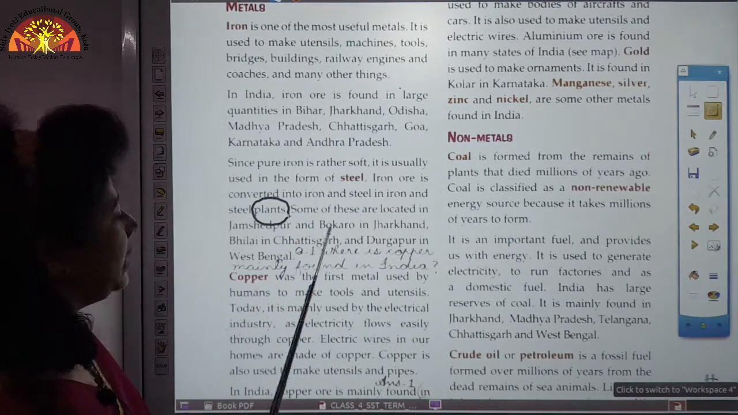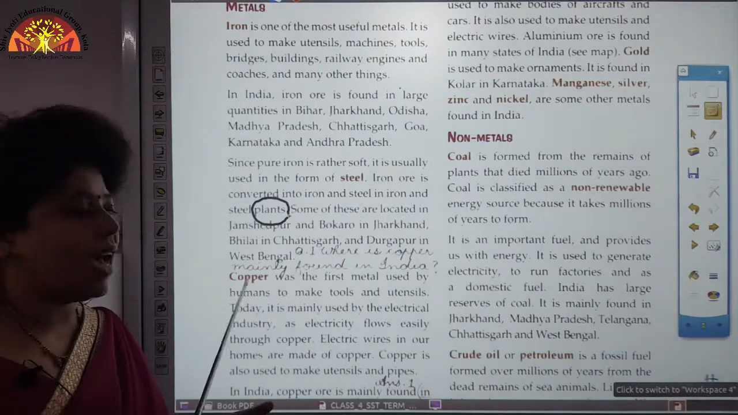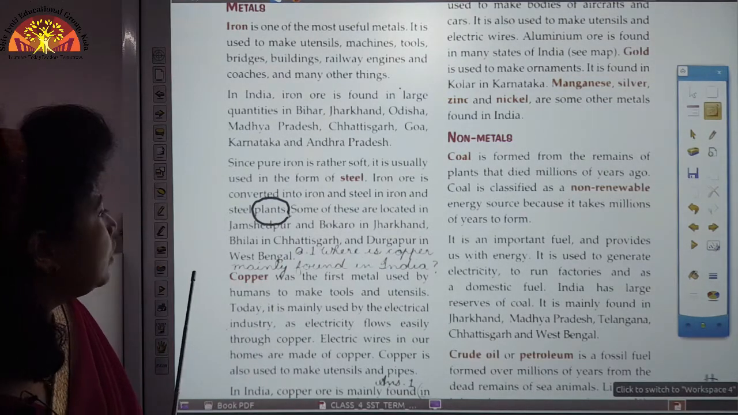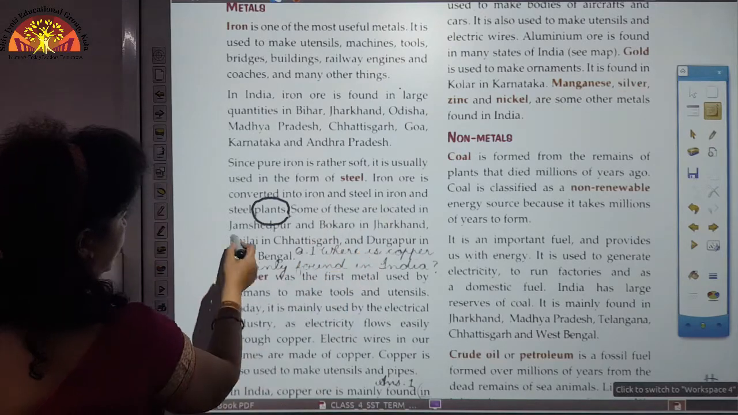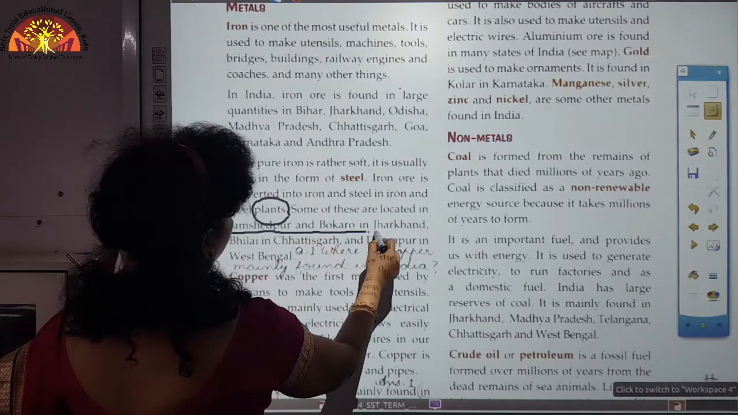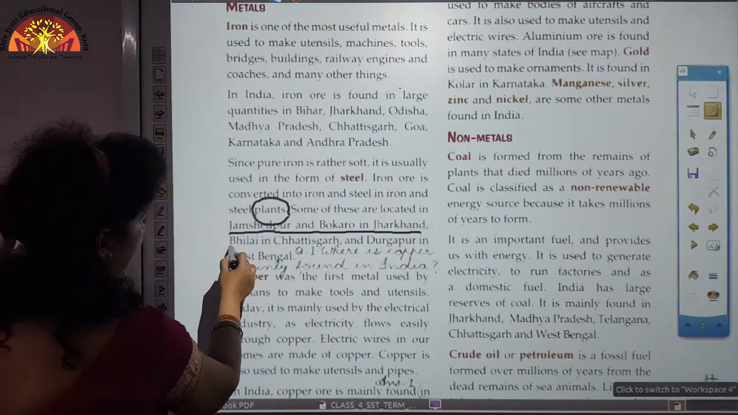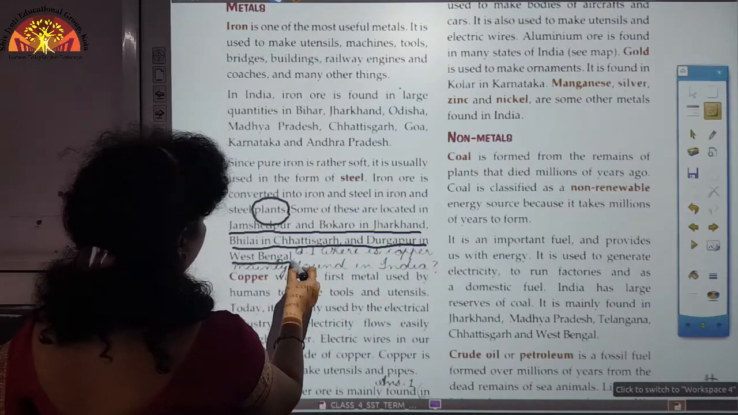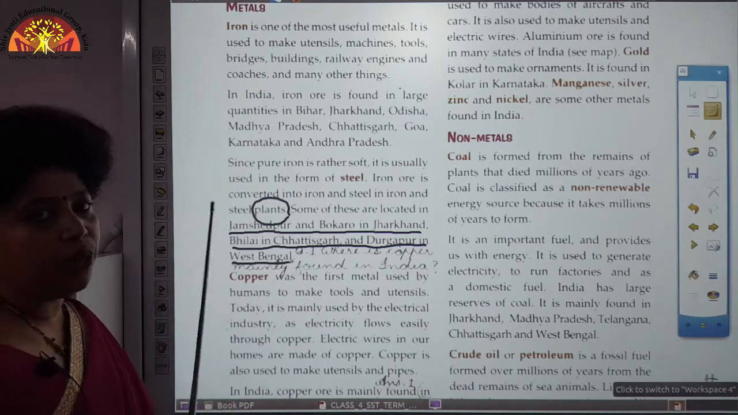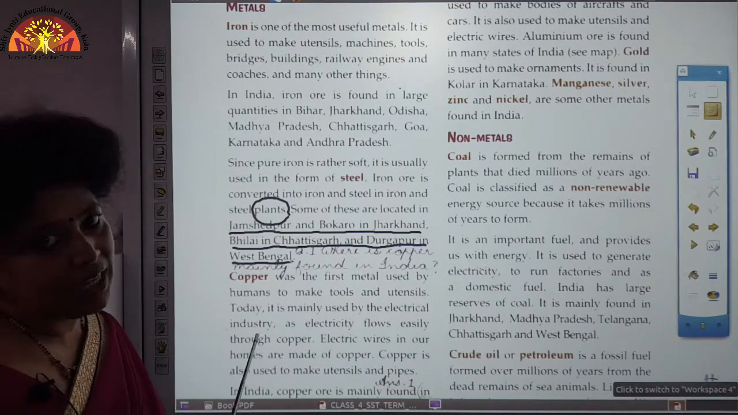So, these are the places where there are iron and steel plants in India. What are these places? Some of these are located in Jamshedpur and Bokaro in Jharkhand, Bhilai in Chhattisgarh and Durgapur in West Bengal. So, these are the places where you can find iron and steel plants.